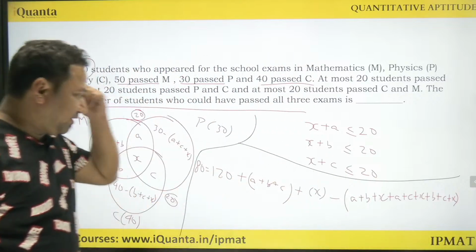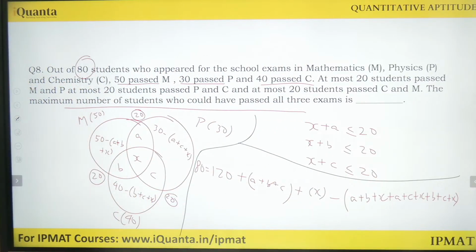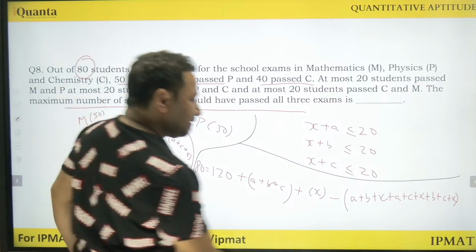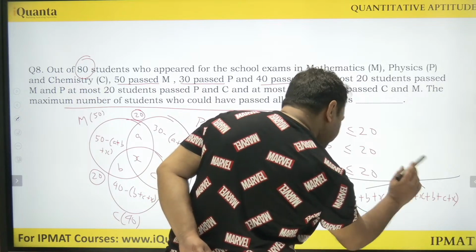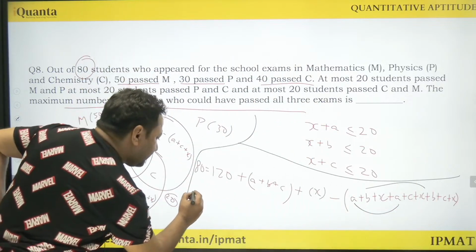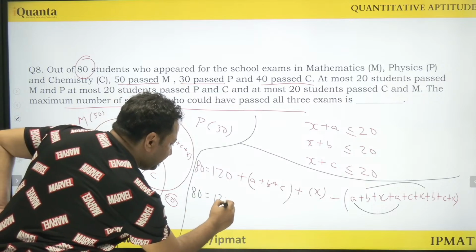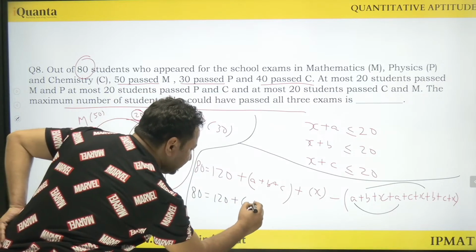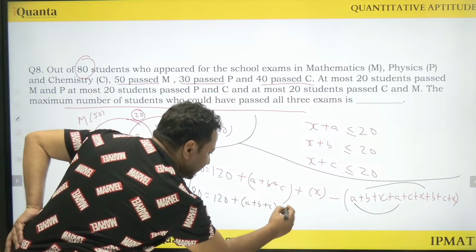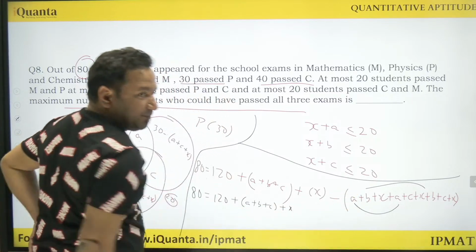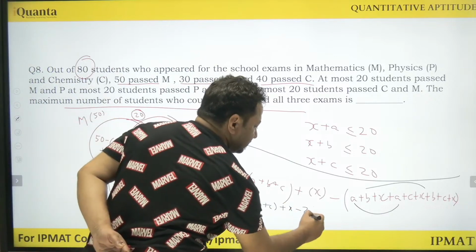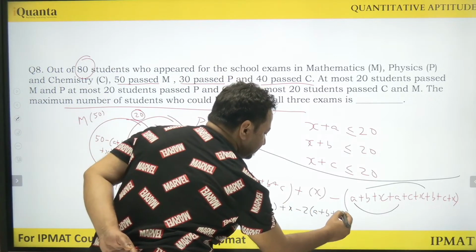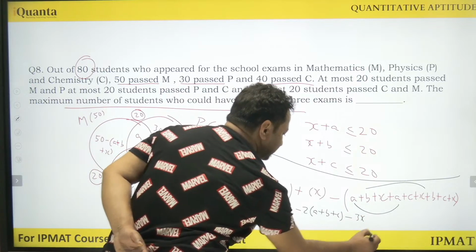Okay, so this whole should be equal to 80. Is that clear? What do we see over here? Here we have 2 A's, 2 B's and 2 C's and how many X? 1, 2, 3 X. So 80 is equal to 120 plus this A plus B plus C plus X. If I bring it outside, we have twice A plus B plus C minus thrice of X.